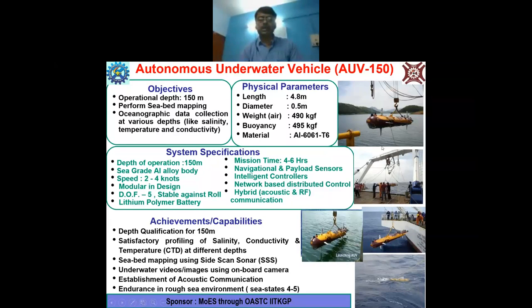If you see the specification, the operational depth is 150 meter, and it can perform seabed mapping and oceanographic data collection at various depths, like salinity, temperature, and conductivity. Finally, we came up with the dimensions: length 4.8 meter, diameter 0.5 meter, weight in air 490 kgf and buoyancy 495 kgf. The material was AL6061-T6.